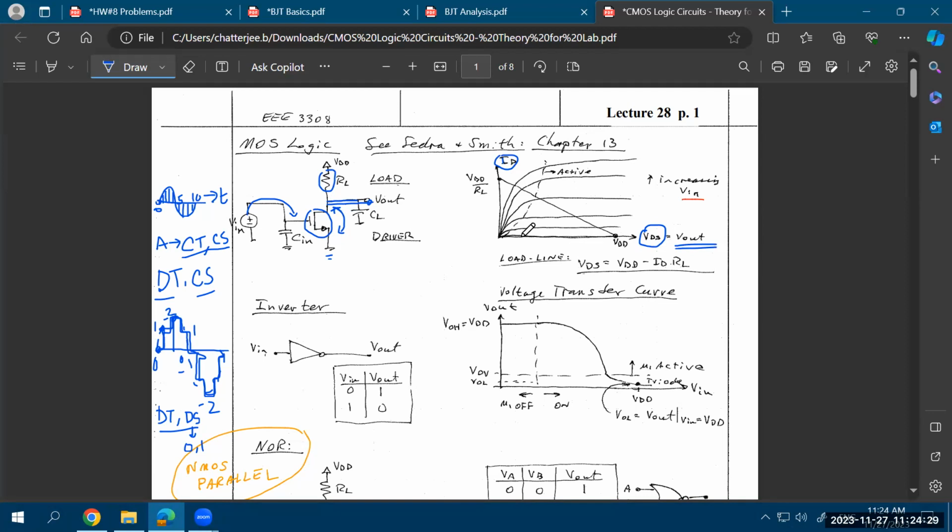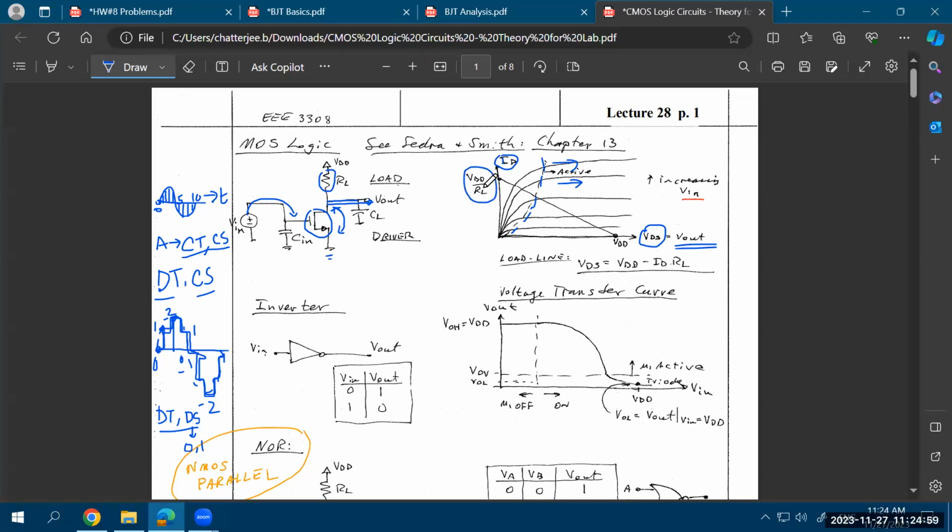You know that the ID versus VDS characteristics look something like this for the transistor. It will have an active region or saturation region, which is basically the right-hand side of this curve, where the current is saturated. On the other hand, we could draw a load line for the load resistor as well. This load line is the line that is connecting VDD over RL, this point.